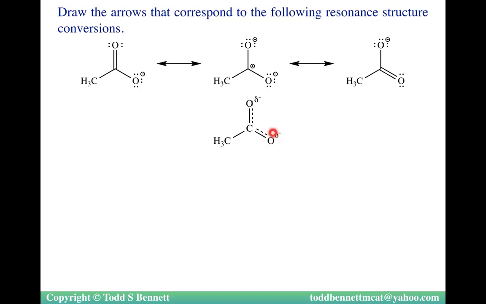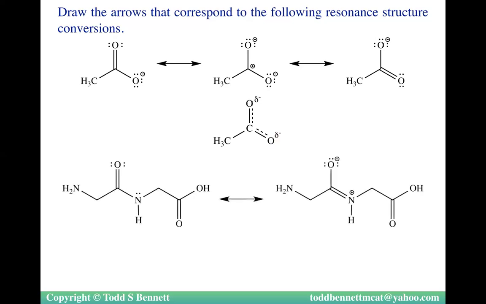So notice it has a delta minus shared equally because of the symmetry here. O and O, there's nothing weird going on. That means this negative could be here or here. It's just as stable up here as it is down here. So half the time up here, half the time up there. So -1/2 there, -1/2 there on average.